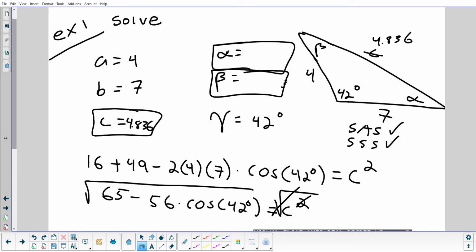What else is it? Yeah? SSA. It is SSA. You can look at it a couple ways. You could look at it as an SSA. Now, SSA would bring you back to law of sines. But what's the problem with SSA?